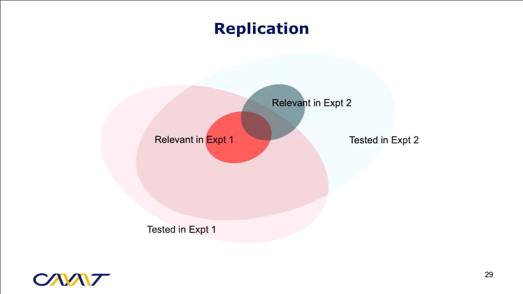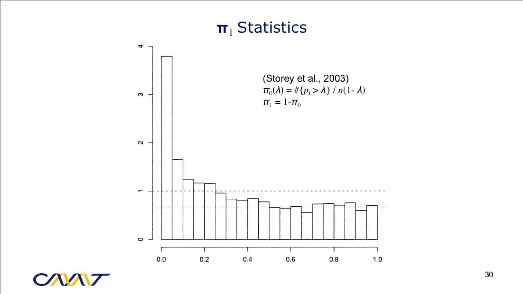All right, so after you get your XQTL, one of the first things that you should do is replication. And at a very high level, what this means is that for the relevant associations that are found in one experiment, how well do they overlap with the relevant associations in another experiment? And for this, I used something called the Pi1 statistic. Backing up, what this does is that it gives you an approximation of the proportion of non-nulls based on your p-value distribution, or the shape of it.